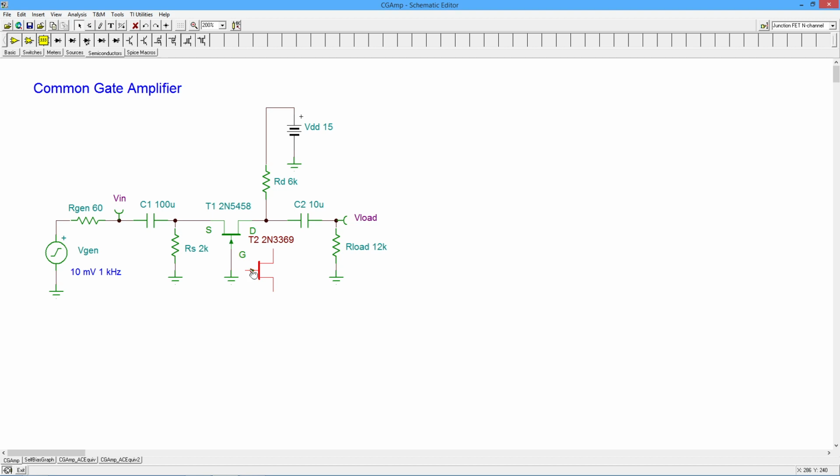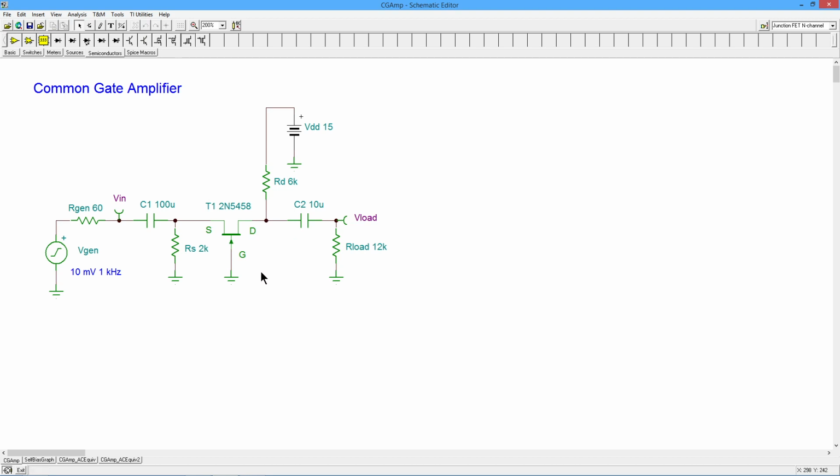Well, in this case, since it's common gate, the gate would be going to ground, and I'd have my input coming in down here, which is a little sort of cumbersome to draw. So all I've done is rotate, flip this thing around so that the source is up here, right? Flipped it around so the gate's on the bottom.